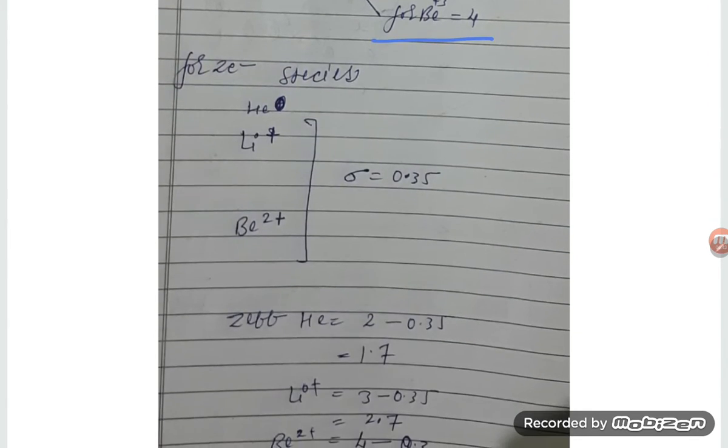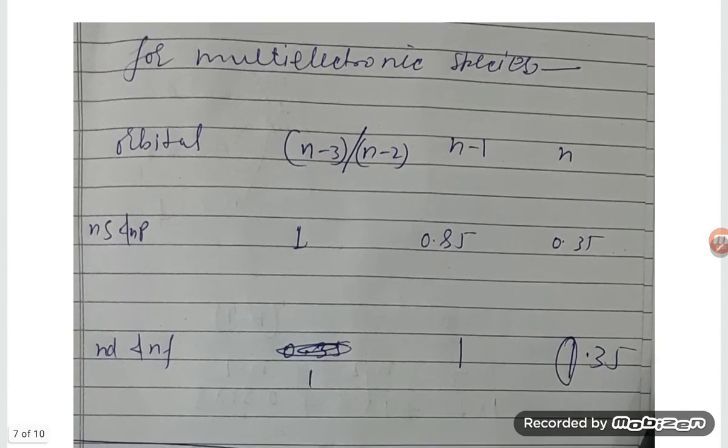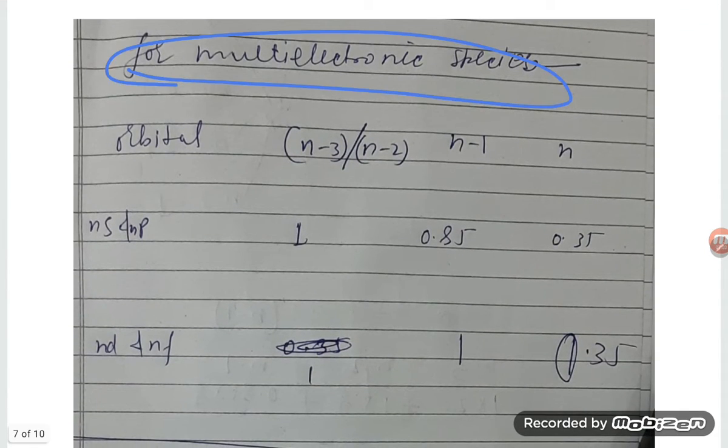Now let us come to the 2 electron species, which they have again calculated. So they have calculated helium, lithium and beryllium. For helium Z is 2, and how much for the other electron? 0.35. So 1.7, 2.7 and 3.7 will come for 2 electron species. Okay, for multi-electron species, I already told you, if the orbitals are ns and np, the last orbital gives 0.35, the n minus 1 orbital 0.85, and n minus 2, n minus 3 will be 1.